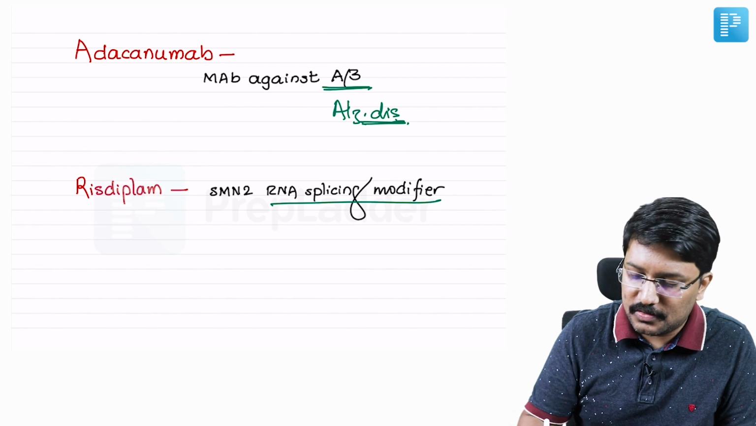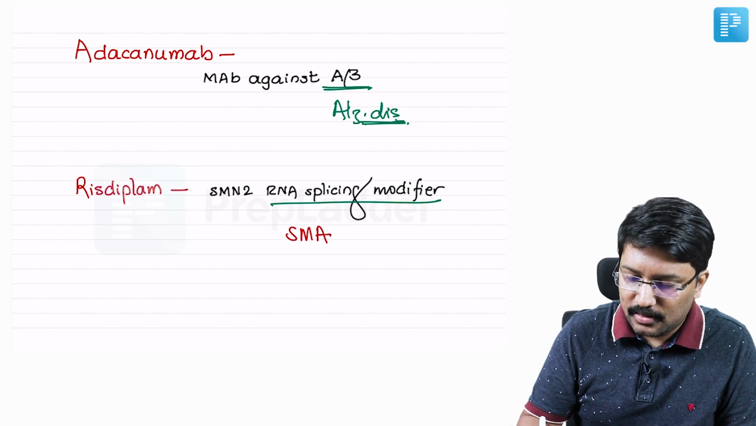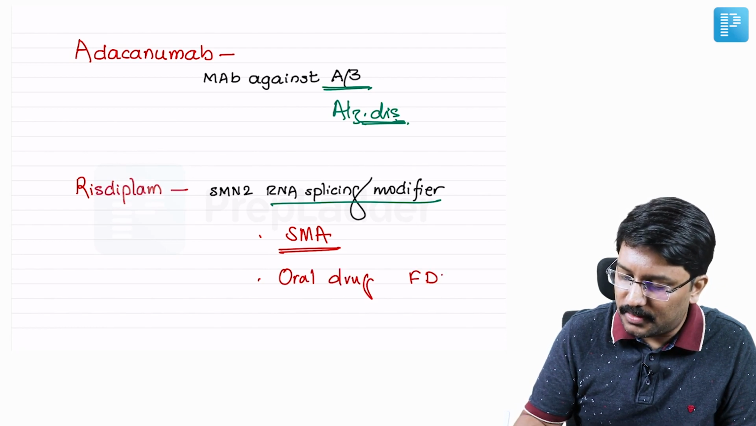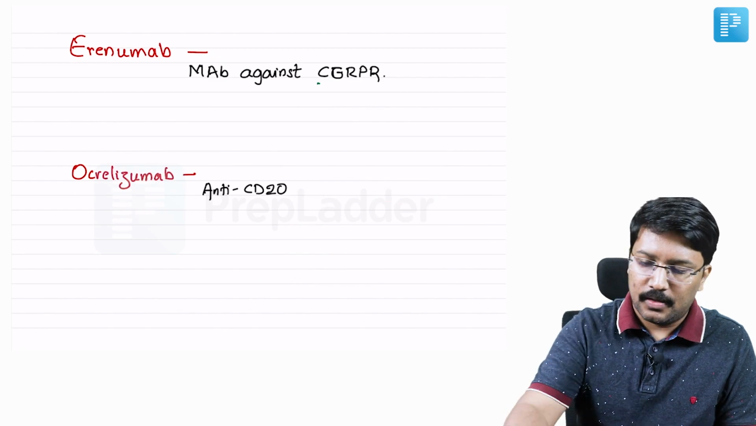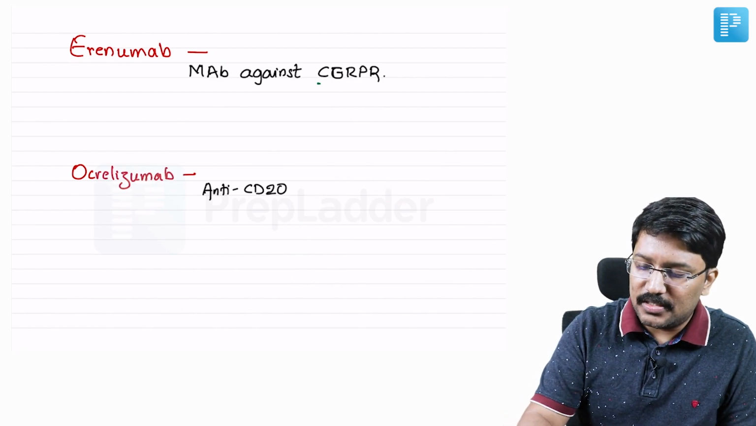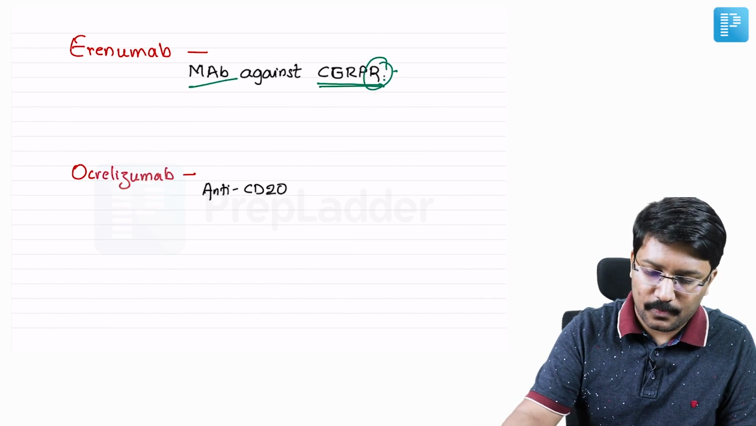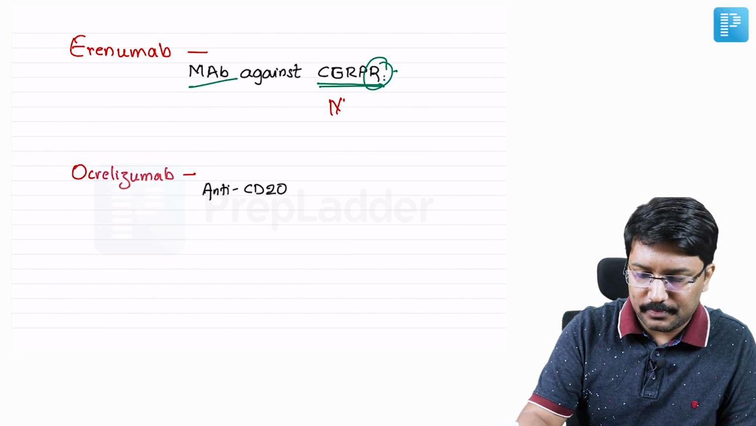So this is used in patients with spinal muscular atrophy, right? And the other point to note is this is the first oral drug approved by US FDA for this indication. Now erenumab is a calcitonin gene related peptide receptor monoclonal antibody targeting the receptor, right? And this is used for migraine.